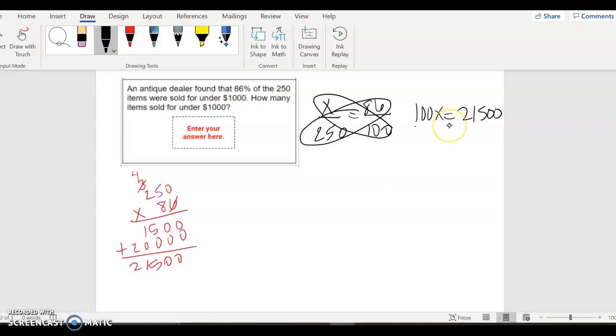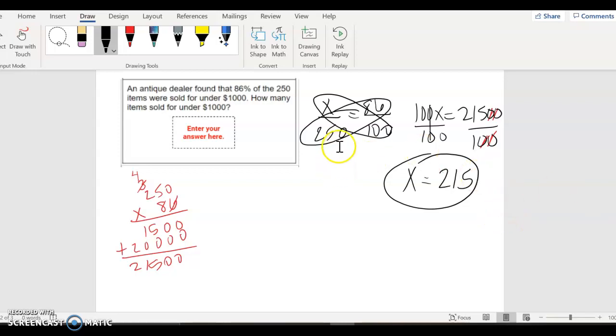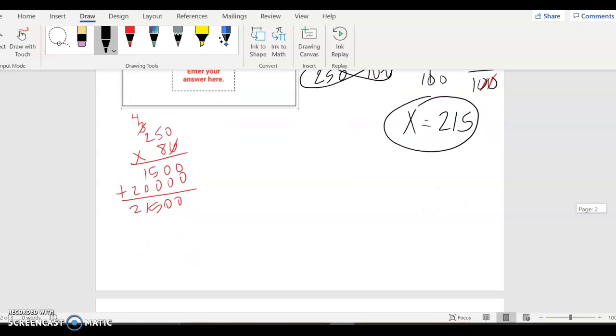So if I want to get x by itself, we divide both sides by 100. We can lose a 0 from the top and the bottom. Lose another 0 from the top and the bottom. So we have 215 over 1, which is just 215. So 215 items of the 250 were less than $1,000.